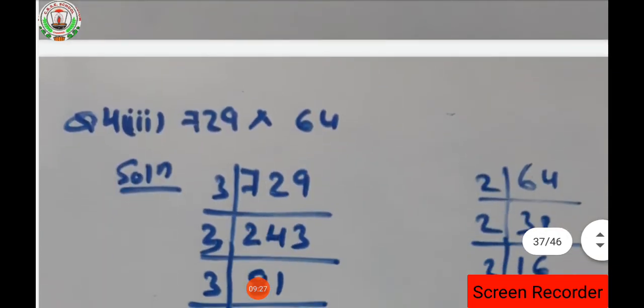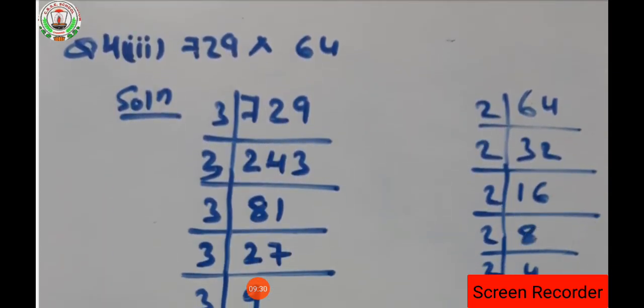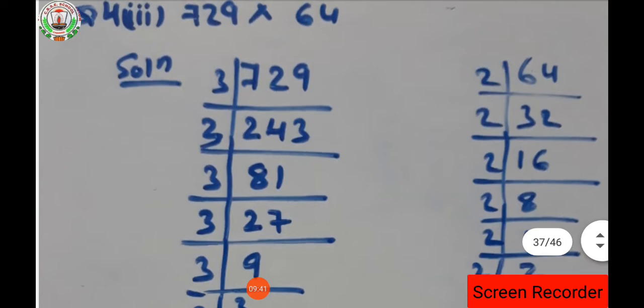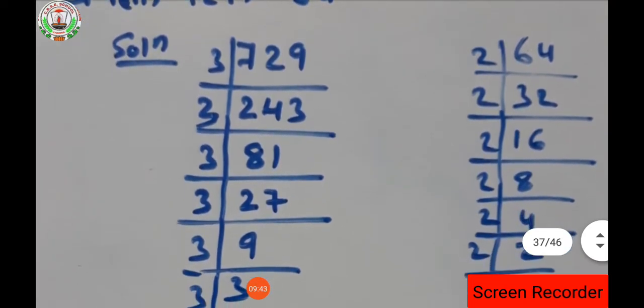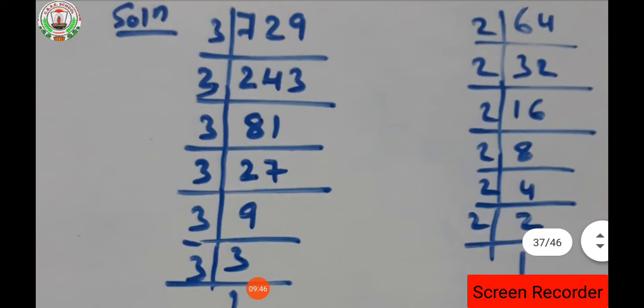Clear everyone? Now, next question number 4, third part. Again in the third part, 729 into 64 is there. We have to take the factors of both the terms individually, isn't it? So here I had already taken the factors of the number. 729 comes in the table of 3, 243 times. Again 243 comes in the table of 3, 81 times, 81 comes in the table of 3, 27, 27 comes in the table of 3, 9 and 9 comes in the table of 3, 3 and 3 comes in the table of 3. How many times? 1 time.